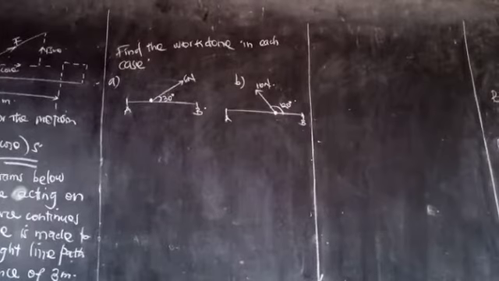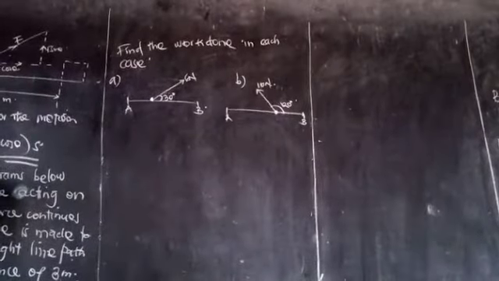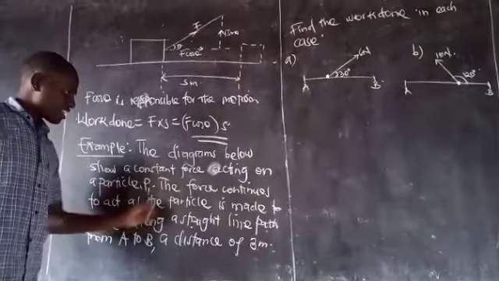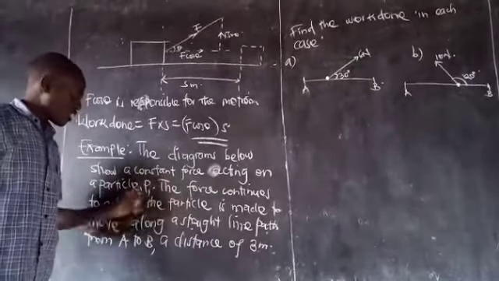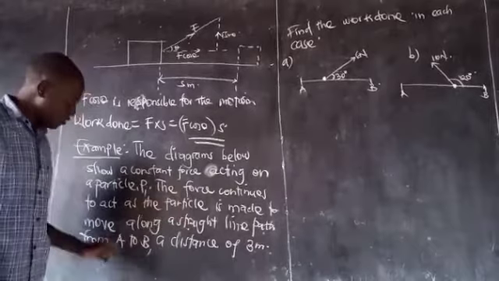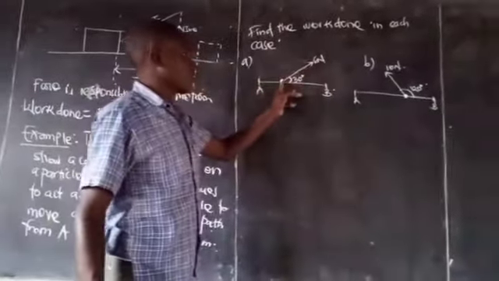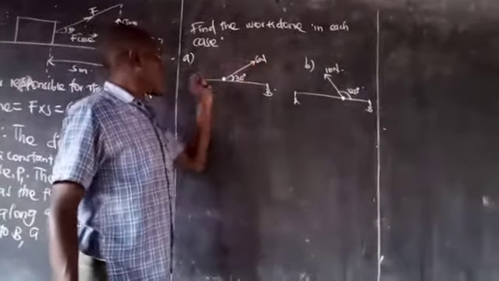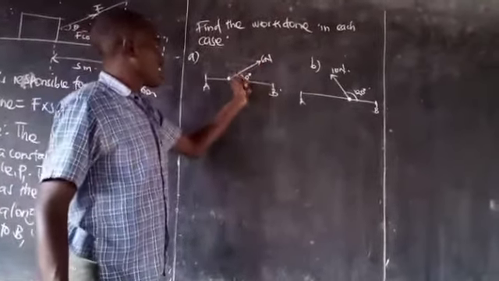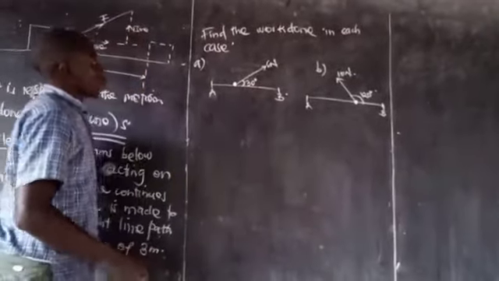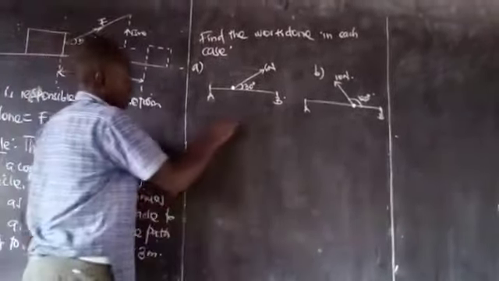We have been told that in this example, the force continues to act as the particle is made to move along a straight line path from A to B. This force is acting on this particle and makes it to move from point A to point B at an angle of 30 degrees. And we are required to compute the work done in each case.